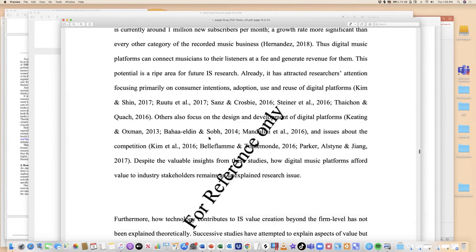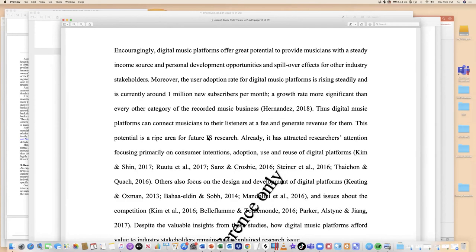So then it goes on to talk about encouraging this kind of music platform. So he has described the business problem for you. This digital music platform offers great potential to provide musicians with a steady income source and personal development opportunities and spillover effects for other industry stakeholders.